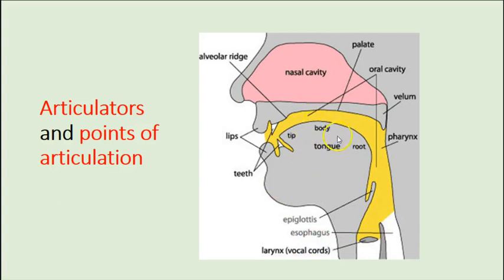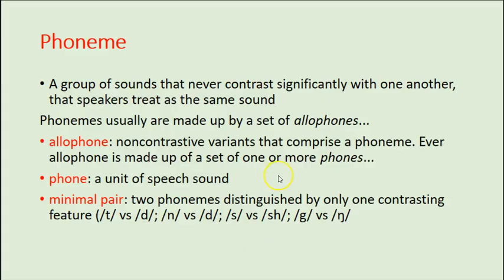Okay, so these are all the different ways that you can make sound, and all the different basic sounds that you can make are called, as units of meaning, a phoneme. And this word ending "eme" is a thing that we find in linguistics, sort of a root in linguistics that means a significant item, something that is used as a building block in meaning. A phoneme is a group of sounds that never contrast significantly with one another, that speakers treat as the same sound. And as I said in a previous video, this varies from language to language.